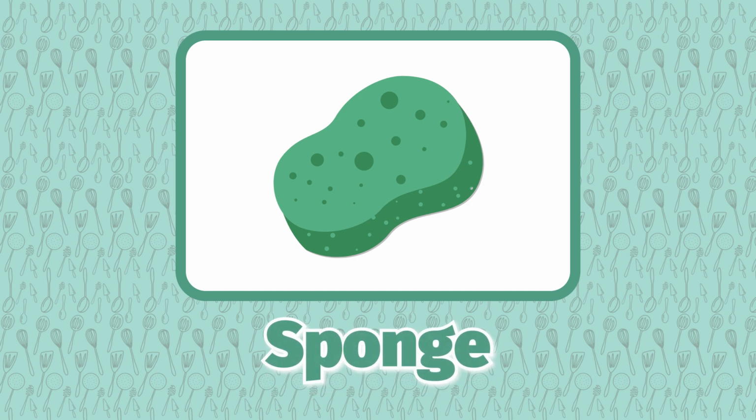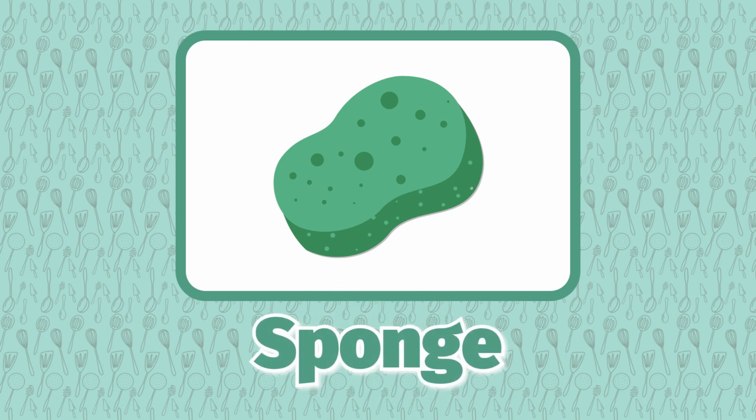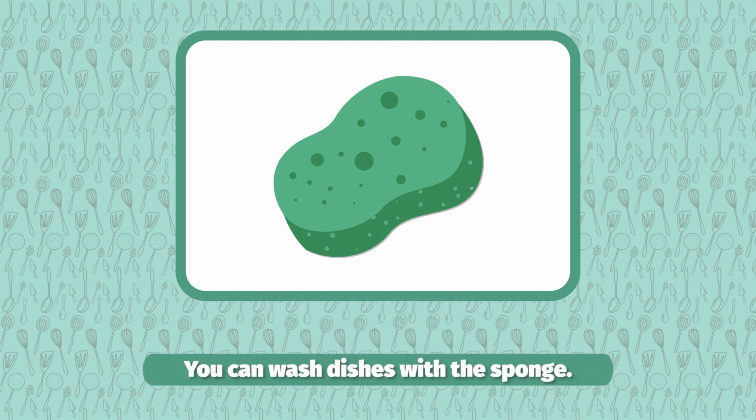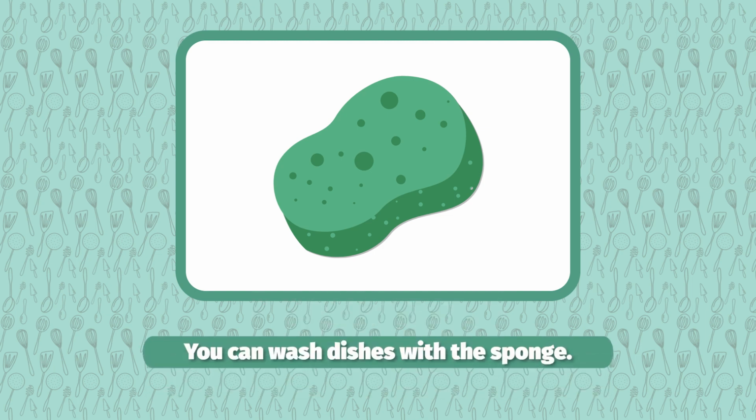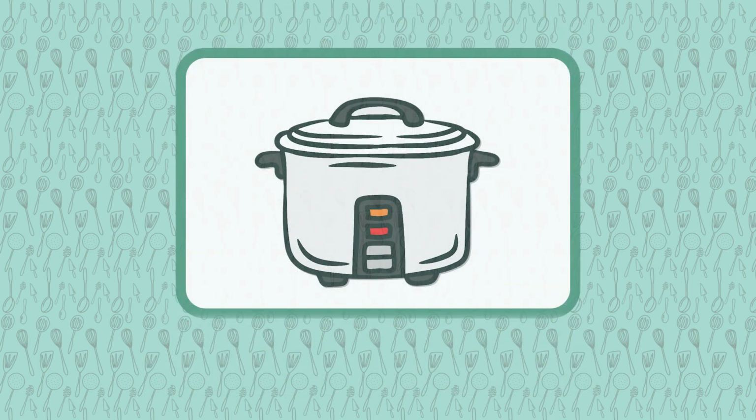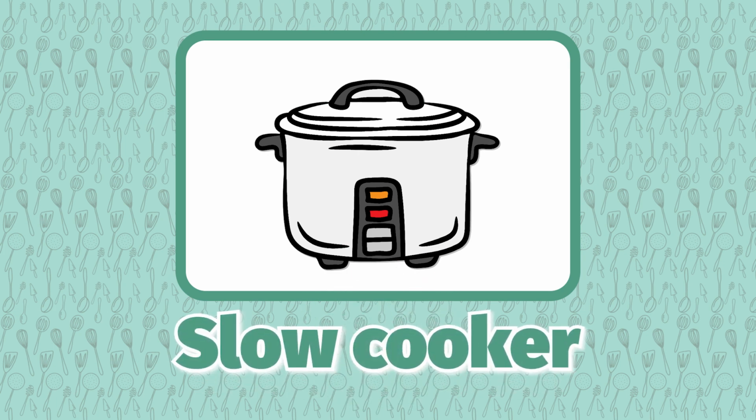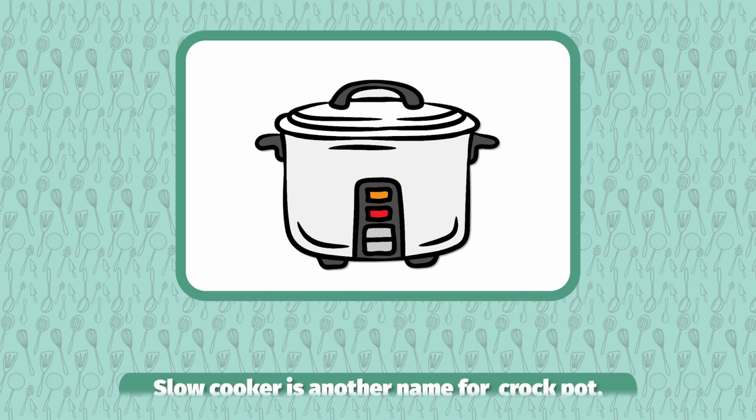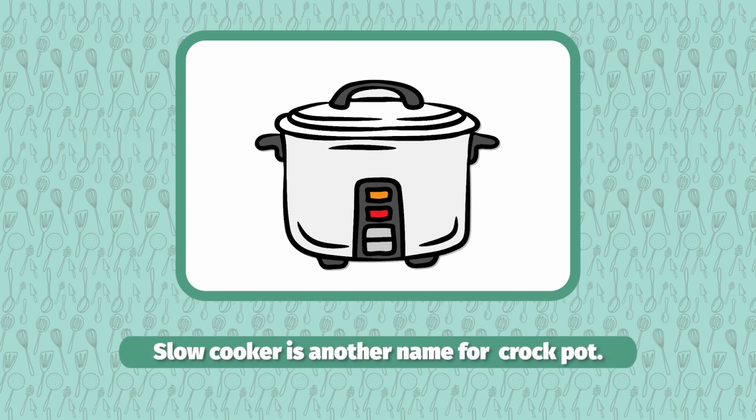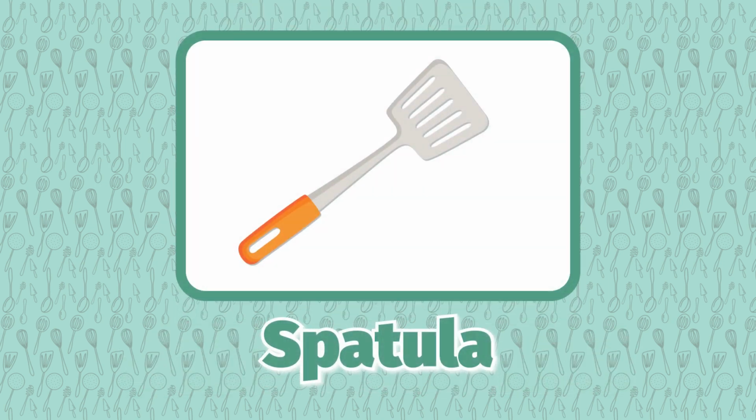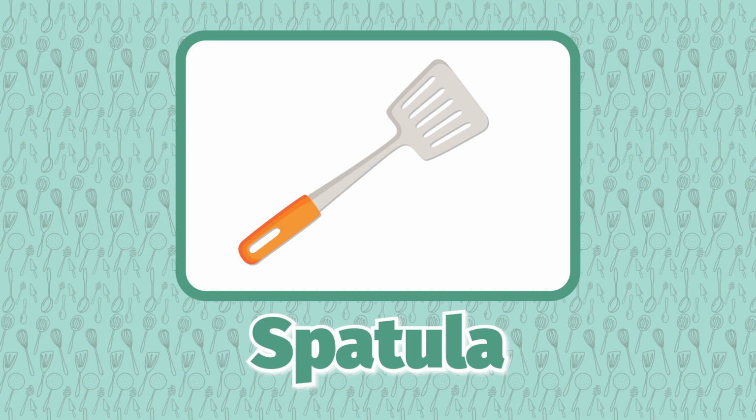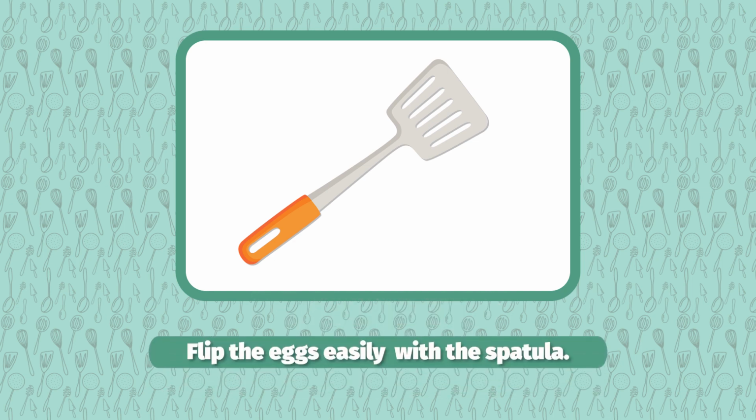Sponge. You can wash dishes with the sponge. Slow cooker. Slow cooker is another name for crock pot. Spatula. Flip the eggs easily with the spatula.